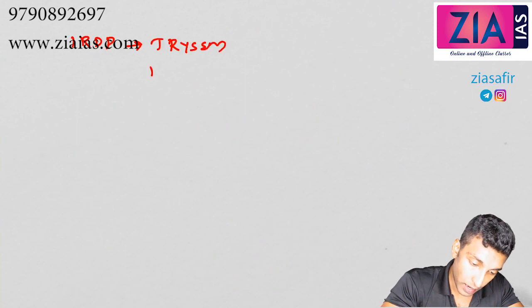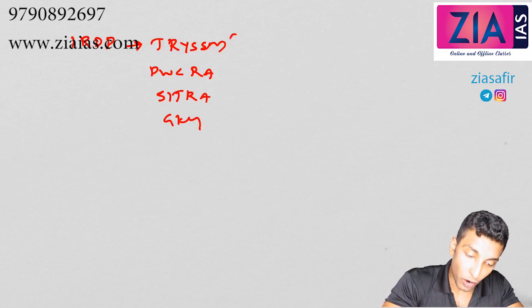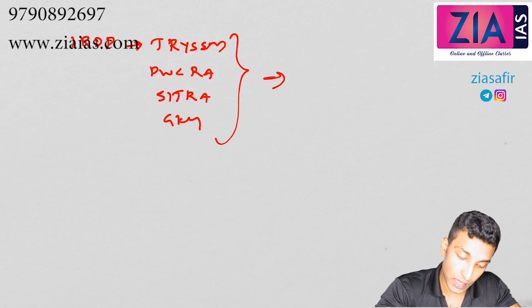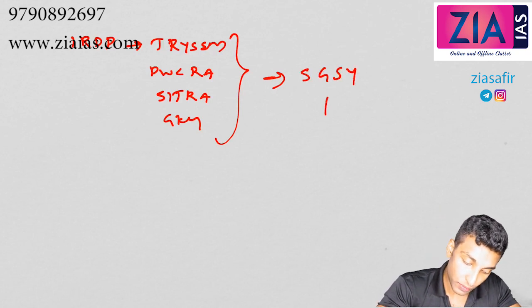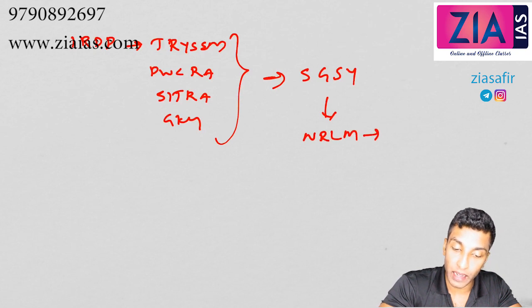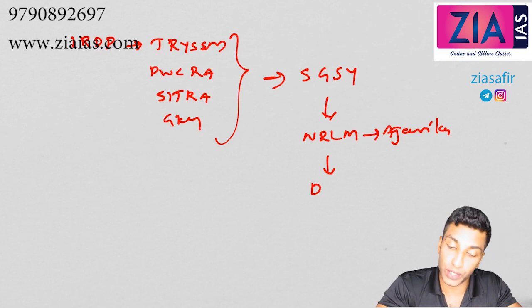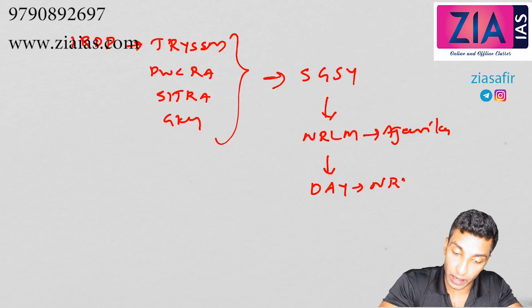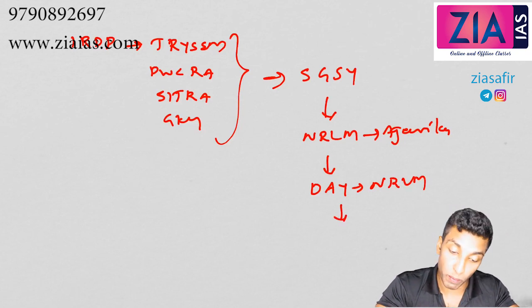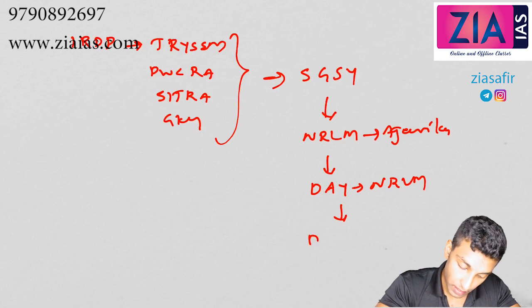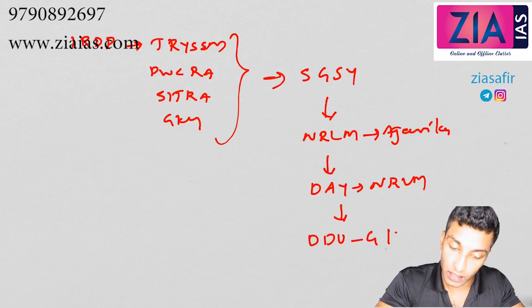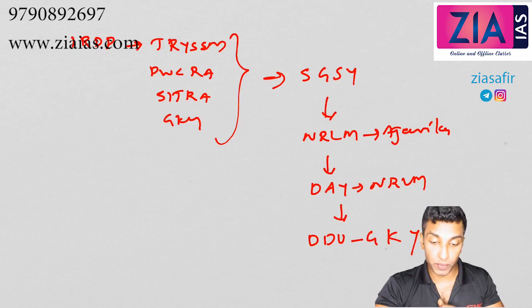So it's like this: IRDP, then the sub schemes like TRYSEM, DWCRA, then Ganga Kalyan, then GKY, all these merged into Swarna Jayanti Gram Swarozgar Yojana, SGSY. Then this was renamed to NRLM Aajeevika. Then this was renamed to Deen Dayal Antyodaya Yojana, DAY NRLM. Then this was renamed to Deen Dayal Upadhyay Gramin Kaushal Yojana, DDU GKY. So I hope this is clear for all of you.